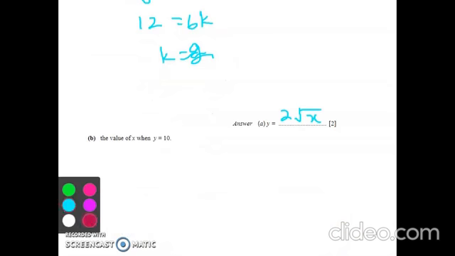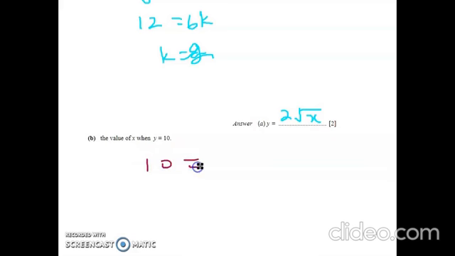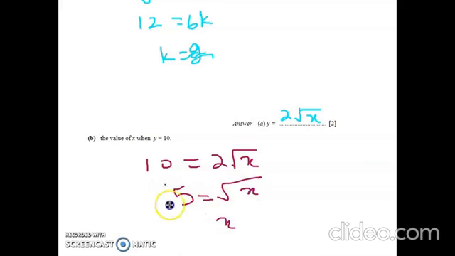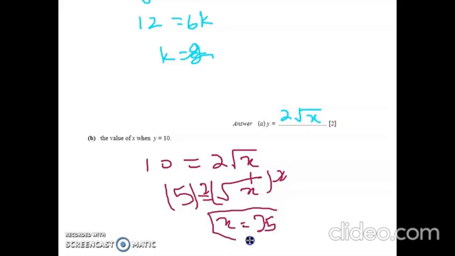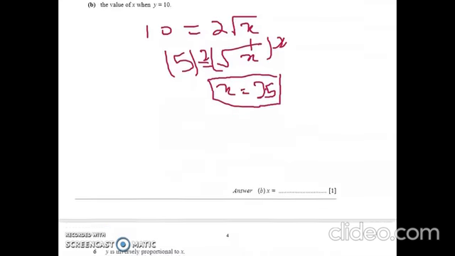So I will be using this formula. The Y is 10. 10 is equal to 2 under root X. 5 is equal to under root X. And X is basically, we will square both the sides to remove this under root. X is 25.